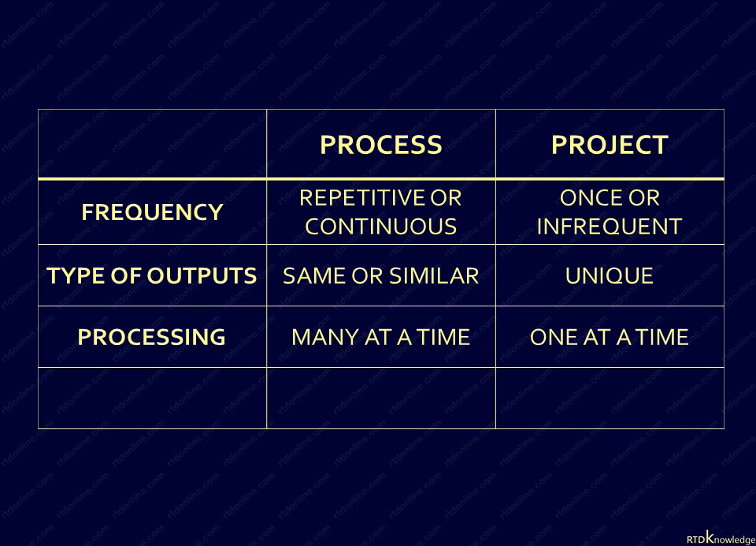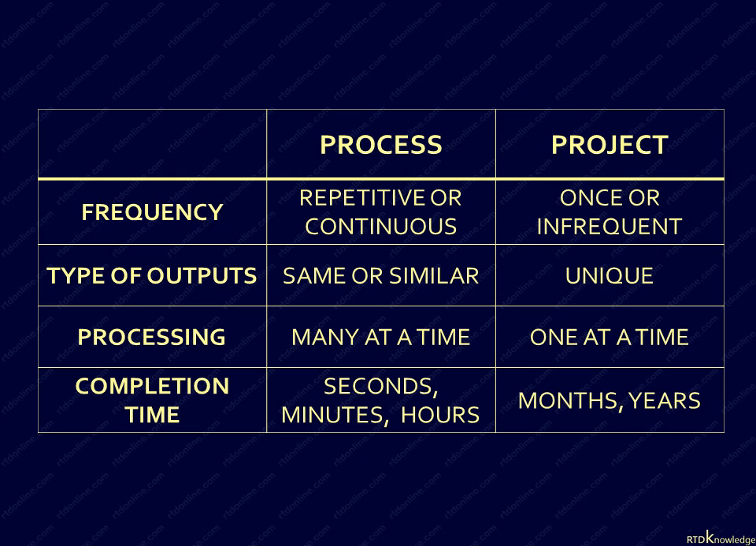A process can handle many inputs at a time, called batches, while a project in general can work on only one unit at a time. Finally, process completion times are very much faster, ranging from seconds to hours, while projects can take months or even years to finish.